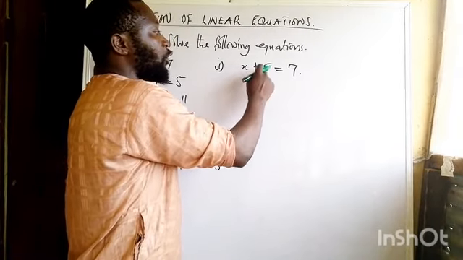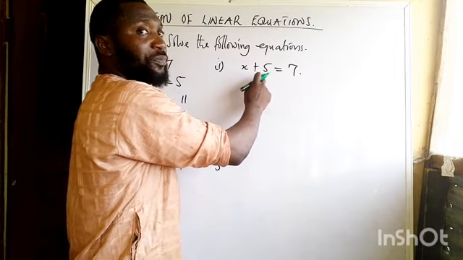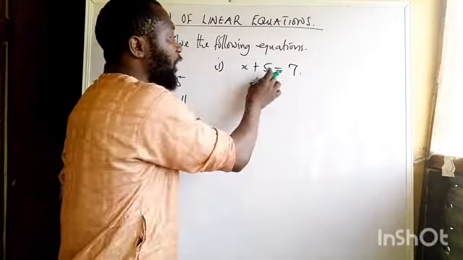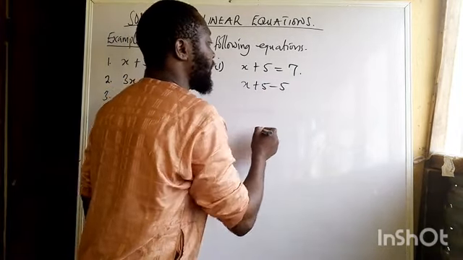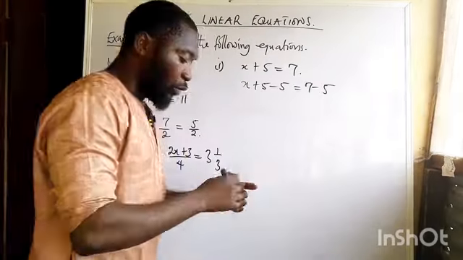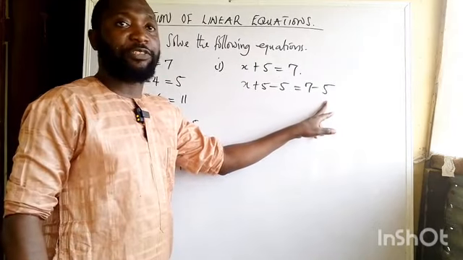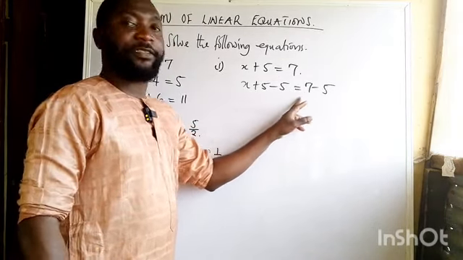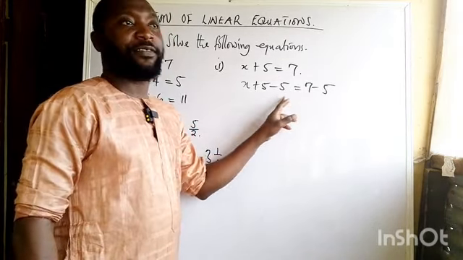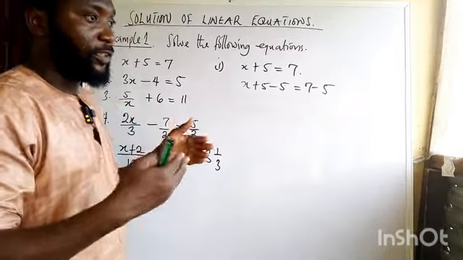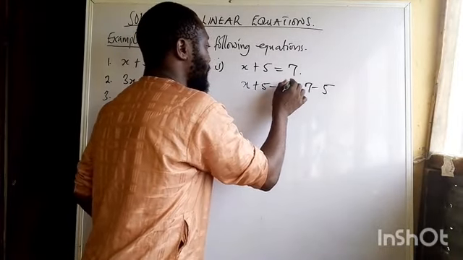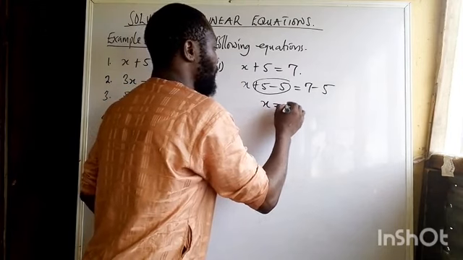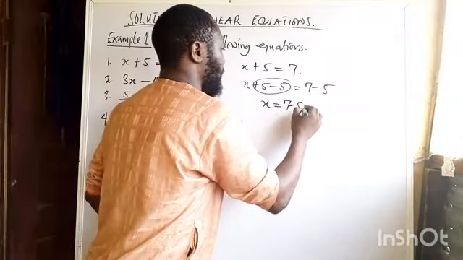Now, 5 is added. To remove this 5, you have to subtract 5. But when you are taking 5, you have to take it from both sides. You have x plus 5, you subtract 5 from this side, then you write 7 minus 5. When you take 5 from one side and you don't take it from the other side, it means you are not balancing the equation. Introducing negative 5 to both sides means you are still balancing it. The equation still remains the same. Negative 5 plus 5 is 0. So now we have x equals 7 minus 5, and that is 2.